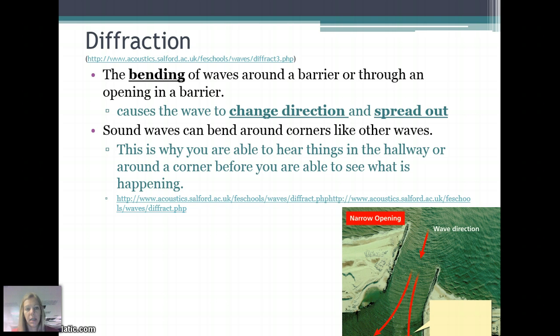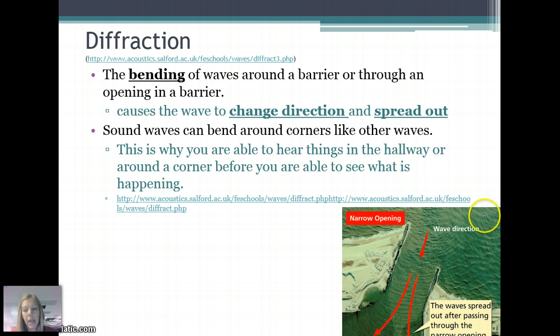Diffraction is the bending of an energy wave around a barrier or when it moves through an opening in a barrier. Sometimes reflection and refraction are easier to understand because we see those on a more common basis, and they might make a little bit more sense because of our background knowledge. Diffraction is something that might be a little bit newer knowledge.